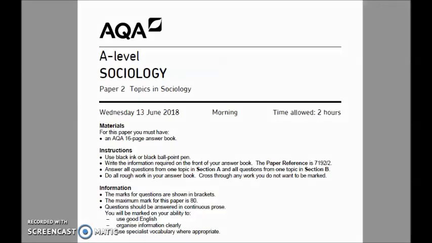It is about paper 2, but this time we're going to focus on section B, which will be B4, Stratification and Differentiation.